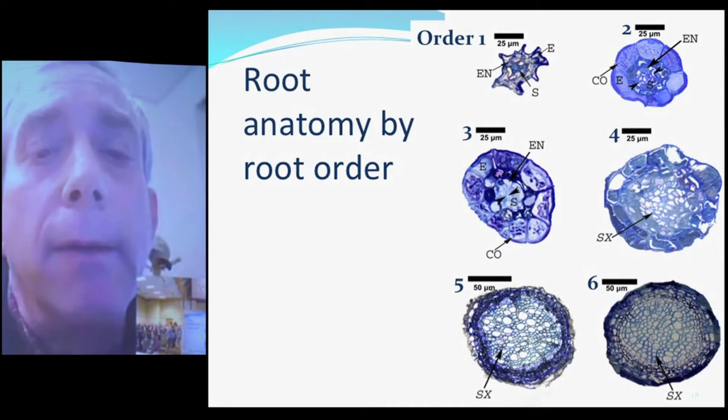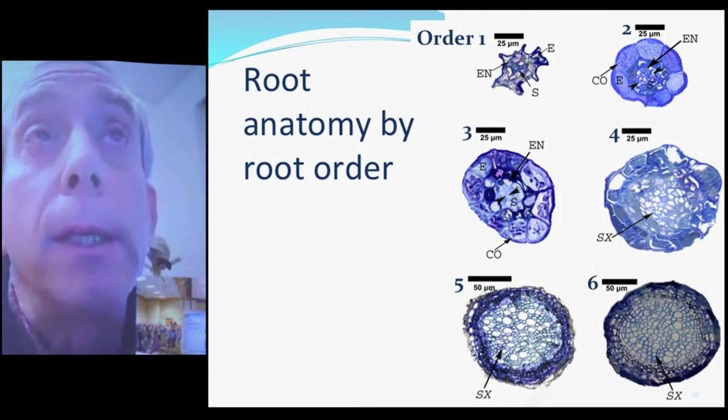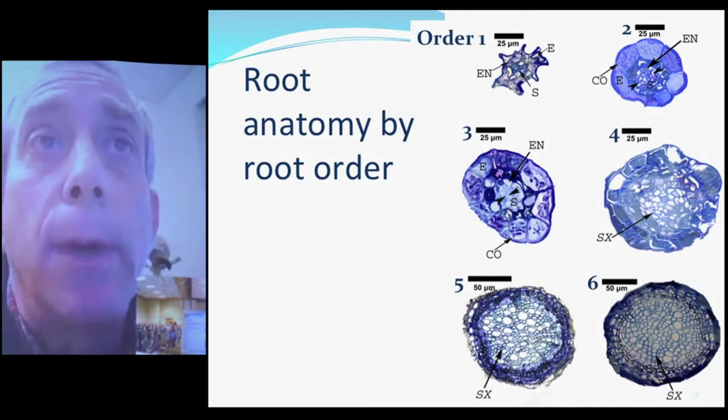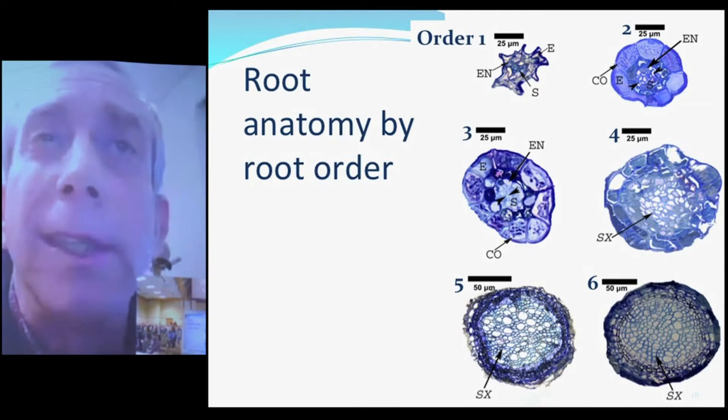So in blueberry, it's pretty clear that the first three orders are primarily absorptive, and after that, they're primarily woody. And even though blueberry has very, very fine roots, this same pattern has been found in many, many woody species. The first two, sometimes three orders are absorptive. The higher order roots are woody. They're being used mainly for transport. They're not used for absorption. It's the very lowest order roots that are being used for absorption.